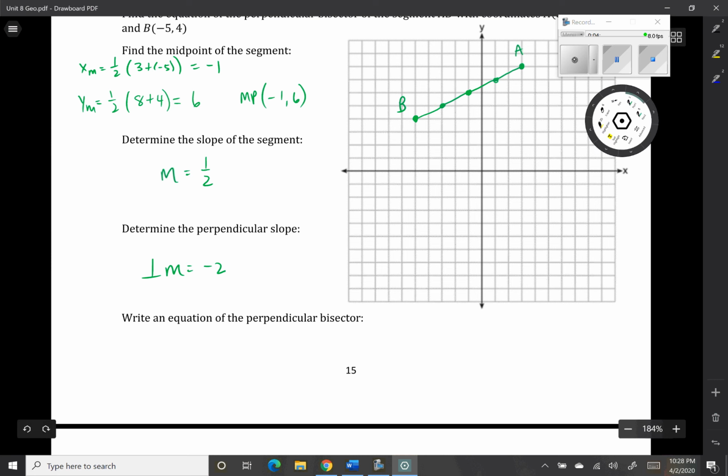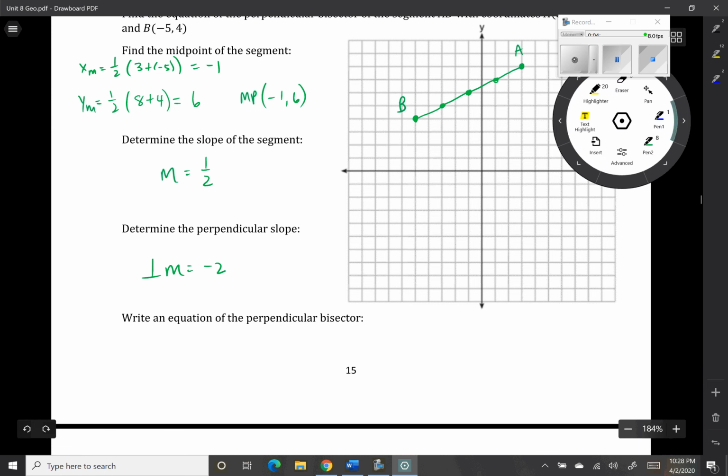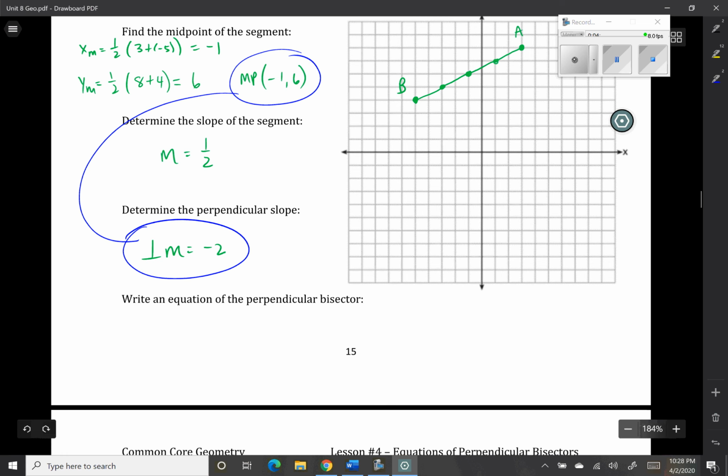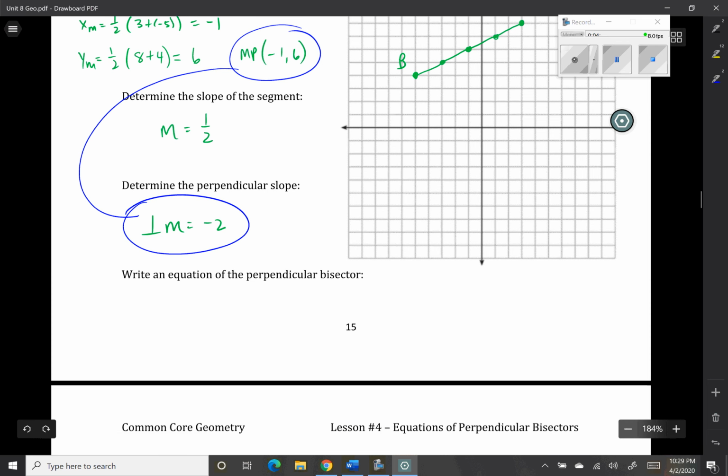So here's what I want to do. Now that I know the midpoint, and I know the slope, and I know the perpendicular slope, I want to write an equation of a line that passes through this point, -1, 6, with a slope of -2. Basically exactly what we did in lesson 2. So I'd say y minus y1 equals m times x minus x1. I like to use this form better, right? Because this form is going to be used when we have slope and we have a point. I don't know what the y-intercept is, so I don't want to use y equals mx plus b here.